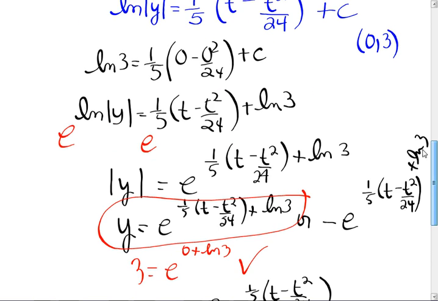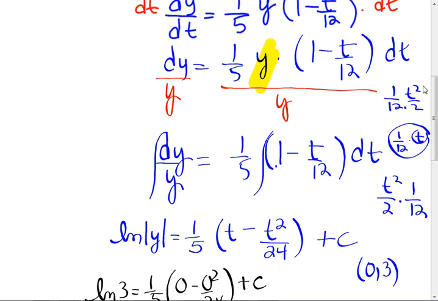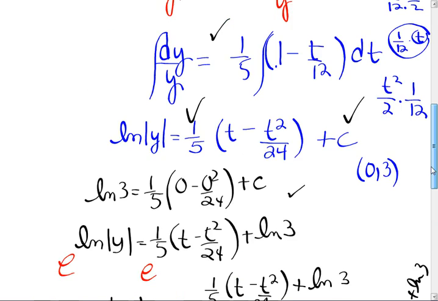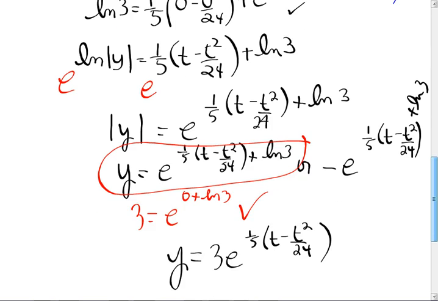Well, we have 1 point for separating, 1 point for integrating. So you got a point there, a point there, a point for adding c, and a point for putting the values in the right place. So that's 4. And then 5 to do that. And then the 6th point will be finding that limit. So the function found in part C, what is the limit as t goes to infinity?